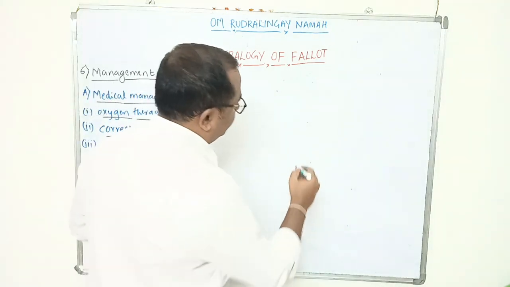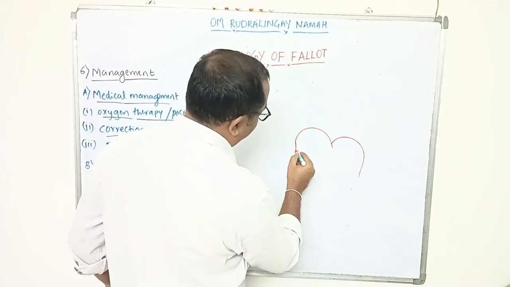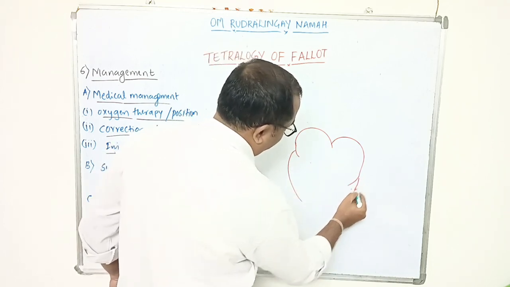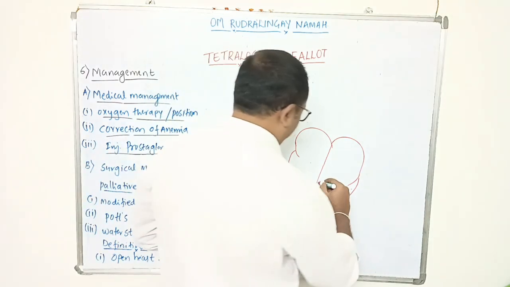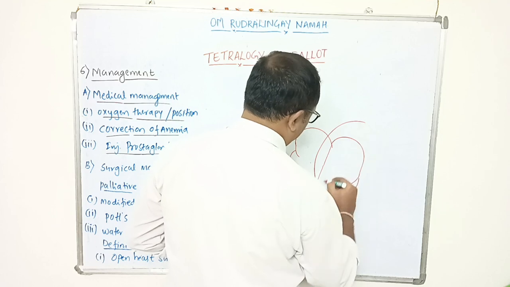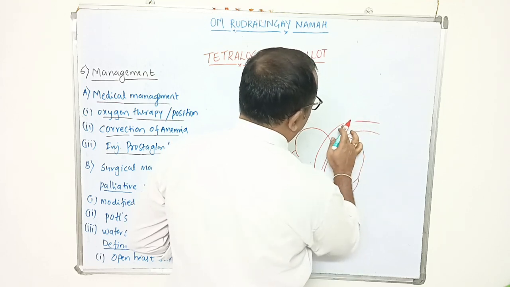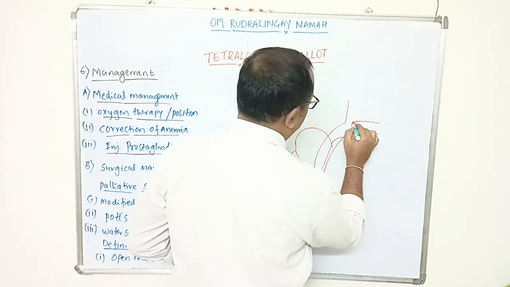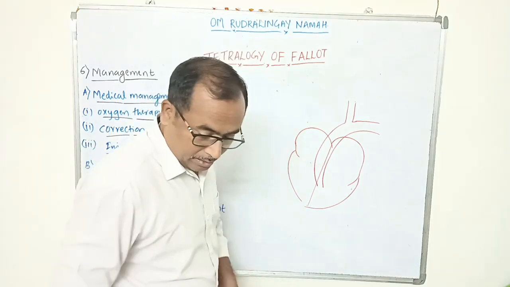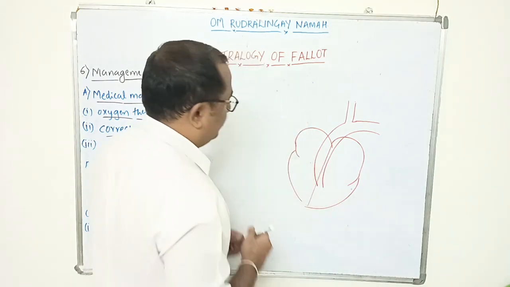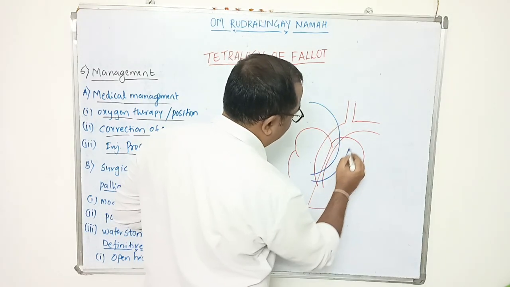So this is the heart. This is the aorta. And here there is a subclavian artery. And this is a pulmonary artery.